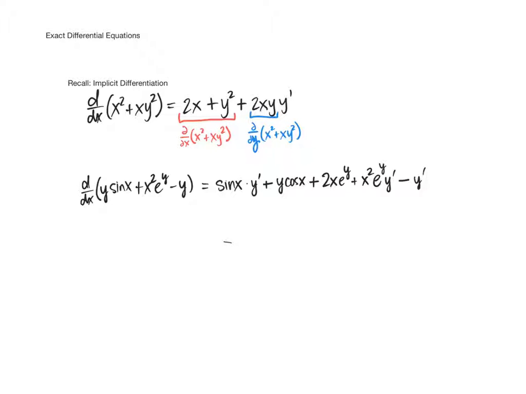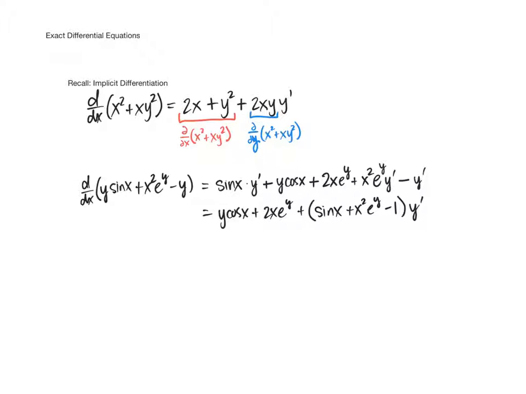Okay, let's rearrange these terms here. I'm going to put all the things with y prime in them together, and all the things without it I'll move to the front here. So I'll have y cosine x plus 2x e to the y, and then I'll have plus sine x plus x squared e to the y minus 1, times y prime.